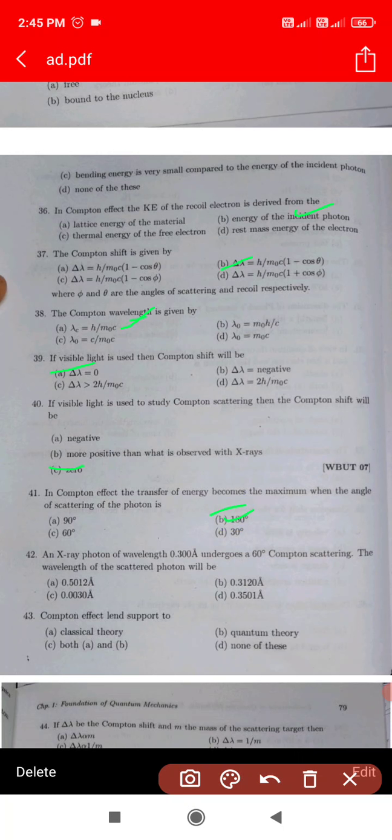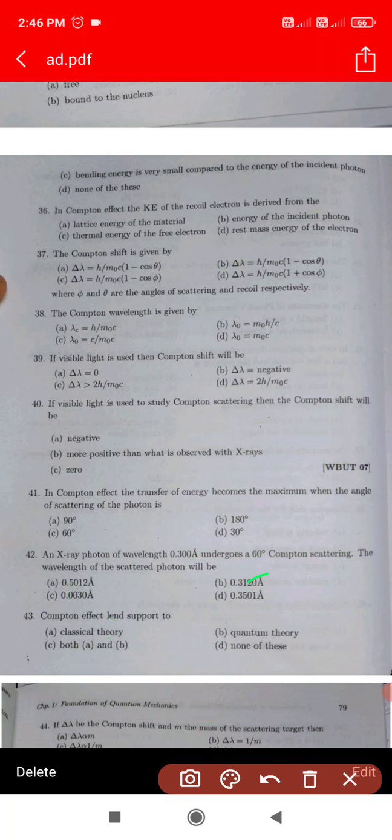Next, an X-ray photon having a wavelength of 0.3 angstrom undergoes a 60 degree Compton effect. The wavelength of the scattered photon will be... 42nd one is 0.3120. In this case, we have to apply the Compton shift formula to get the answer. Delta lambda is equal to lambda dash minus lambda, so lambda dash is equal to delta lambda plus the incident wavelength lambda. We get the answer B.